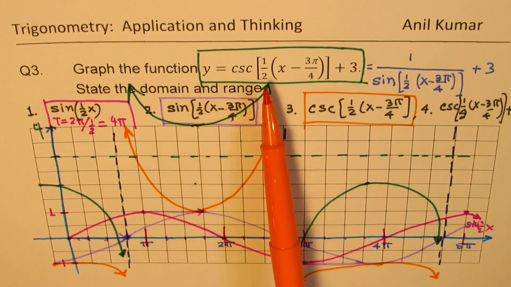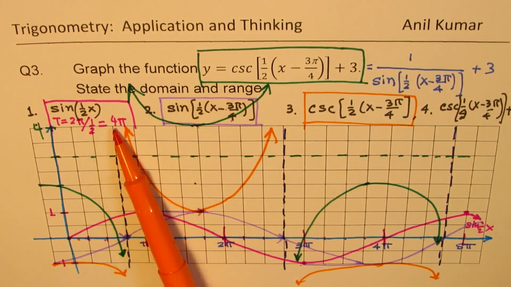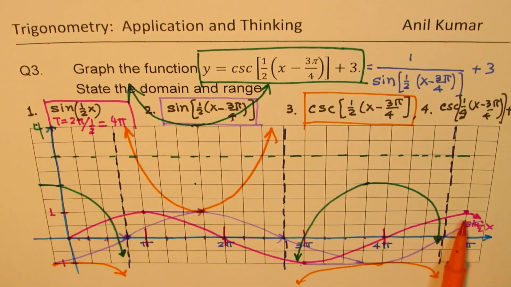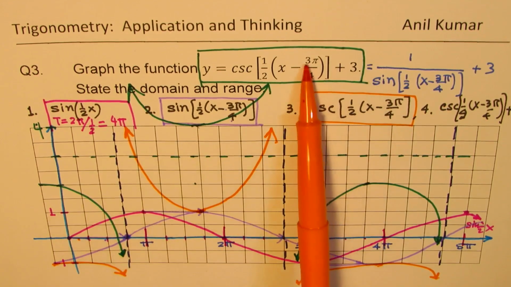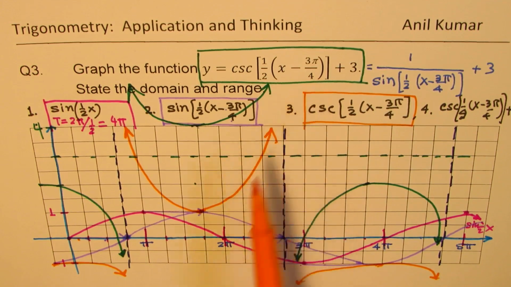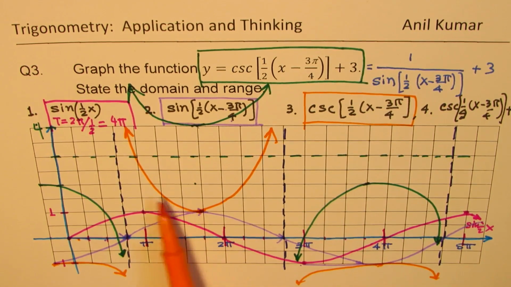So here, first we found the time period, which is going to be 4 pi. We sketched the sine function with a time period of 4 pi, translated this 3 pi by 4 to the right, and then sketched the reciprocal of that, marking the vertical asymptotes at the x-intercepts. Positive half remains positive, negative remains negative. Then we translated that 3 units up to sketch the final graph. Perfect. Now we can write the domain and range.